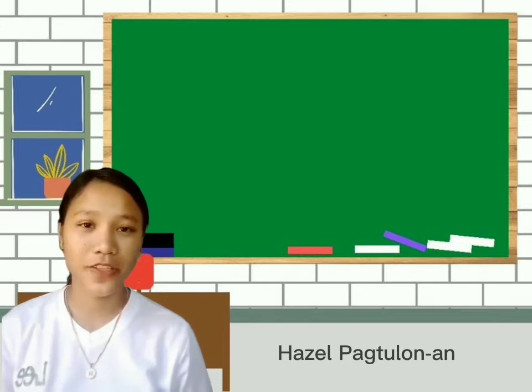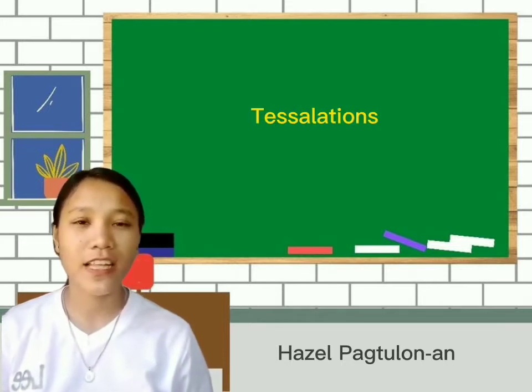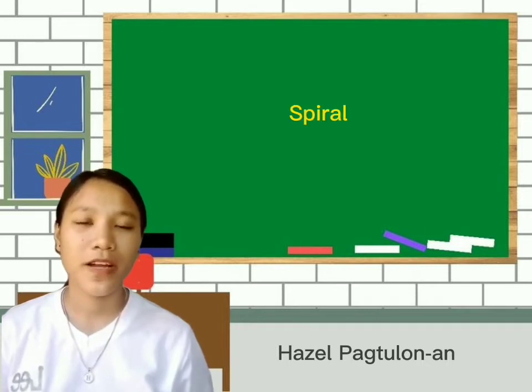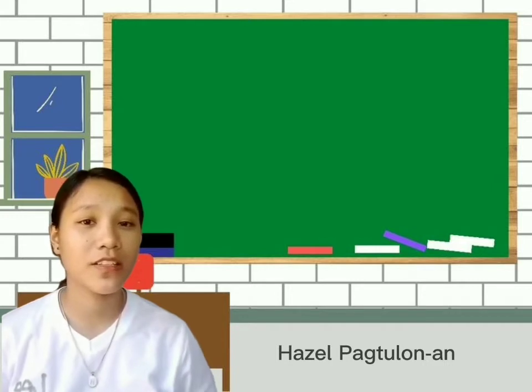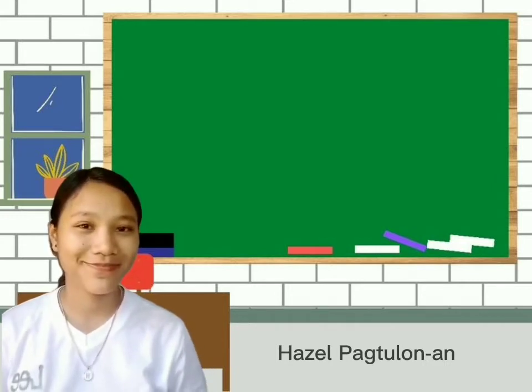There are 4 patterns in nature. First is symmetry, second is fractals, third is tessellations, and fourth is spiral. Here are some of my classmates who will be going to discuss the 4 patterns in nature.